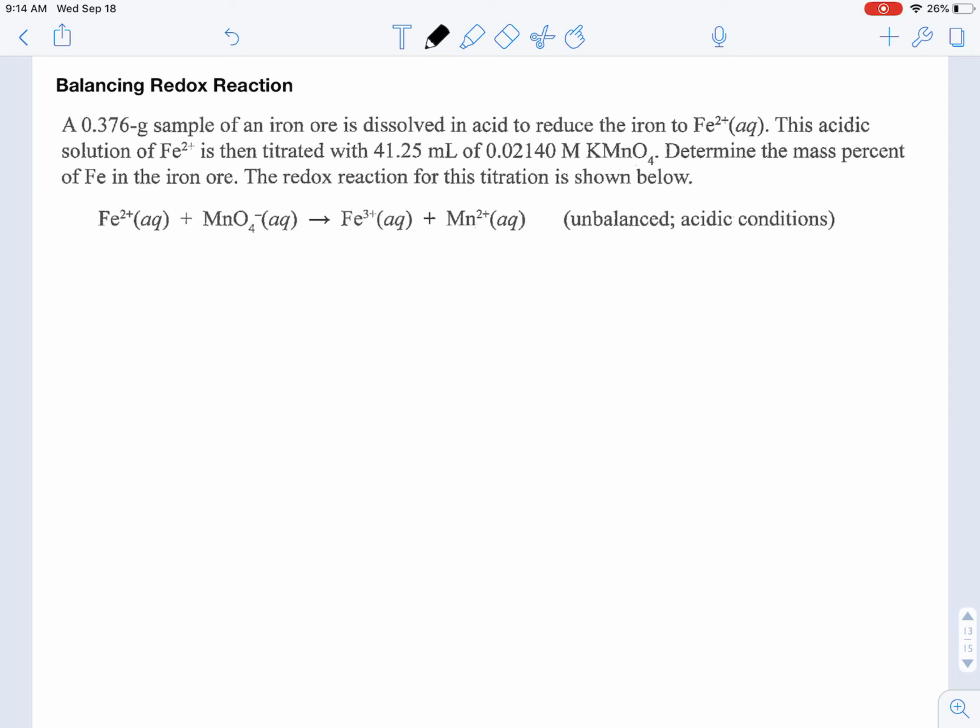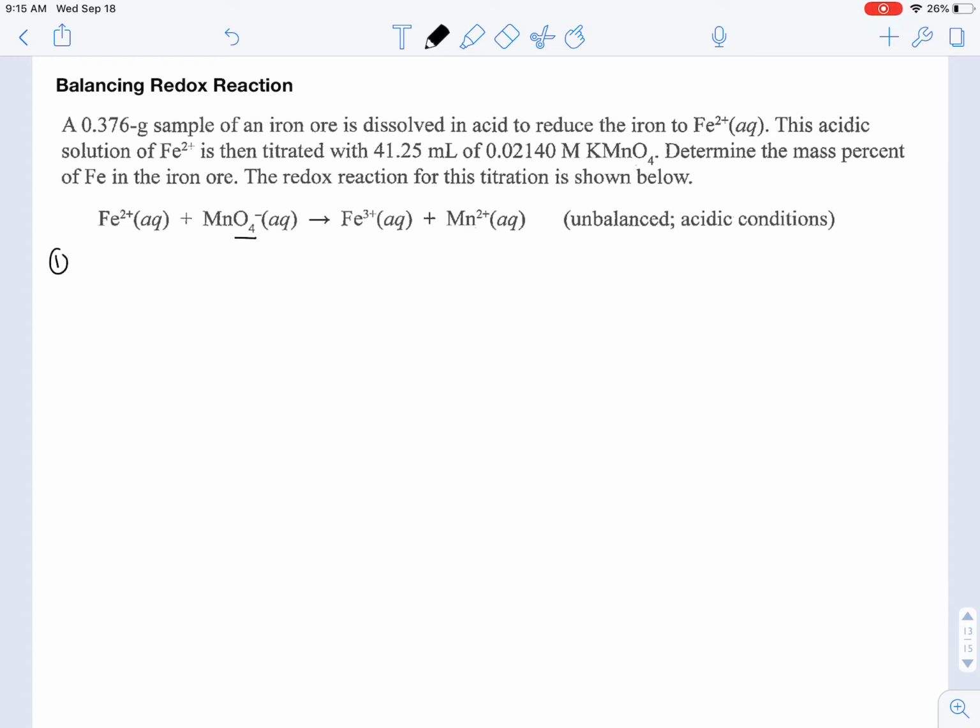The redox reaction for this titration is shown here. This is unbalanced, in acidic conditions. Just looking at it, you can already see that the charges are not balanced, and you have an oxygen here but no oxygen on the other side. So before even trying to calculate and solve for the mass of iron, you would want to first balance your equation.